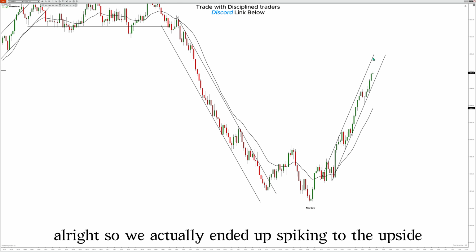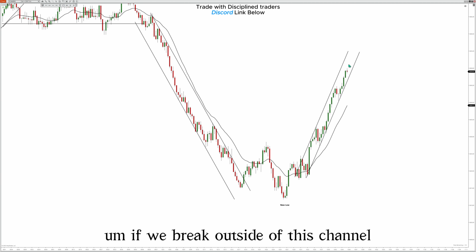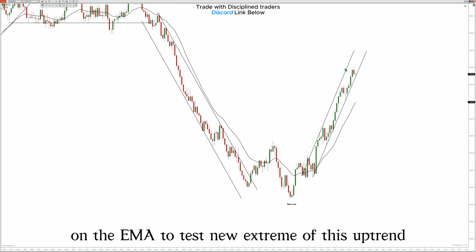Alright, so we actually ended up spiking to the upside, so it looks like the new market structure is going to be bullish. If we break outside of this channel, I want to see a second entry long or something like that on the EMA to test new extreme of this uptrend.